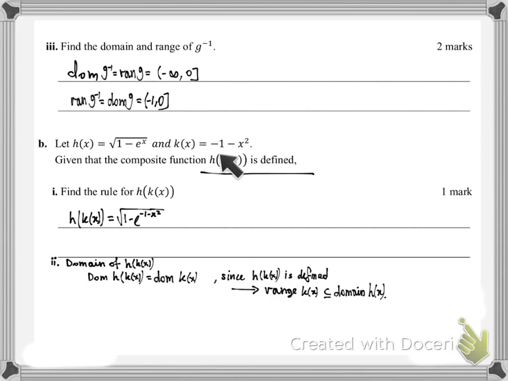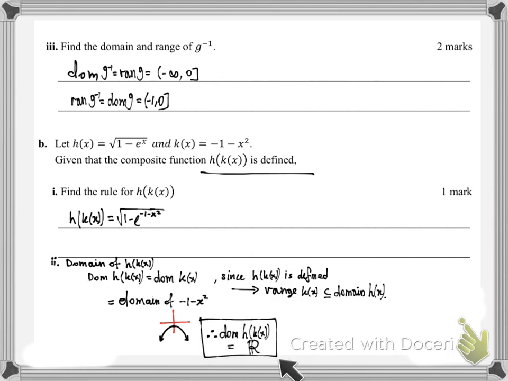So, what is k of x? K of x is this, -1 minus x squared. Well, how do we make sense of that? That's like a parabola, an upside down parabola. It looks like this. So normally parabolas just continue on for all x values. So, therefore, the domain of the composite function must be all real numbers.